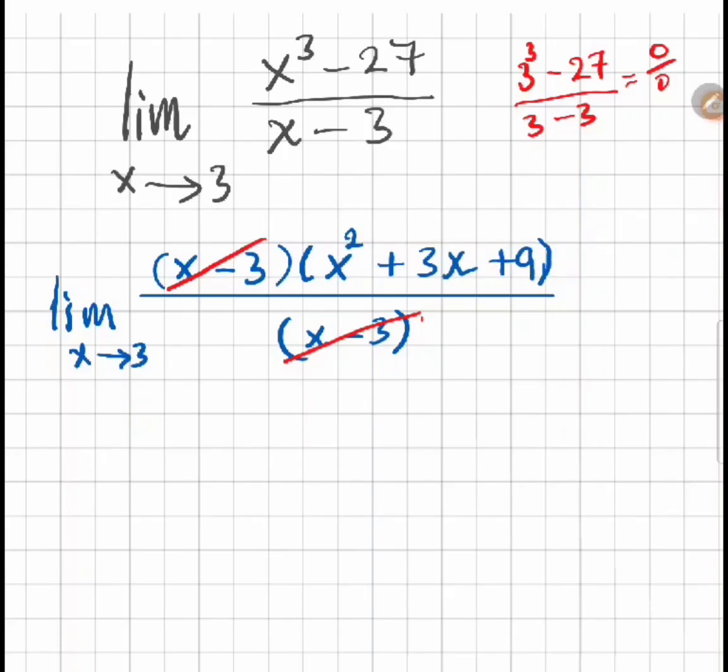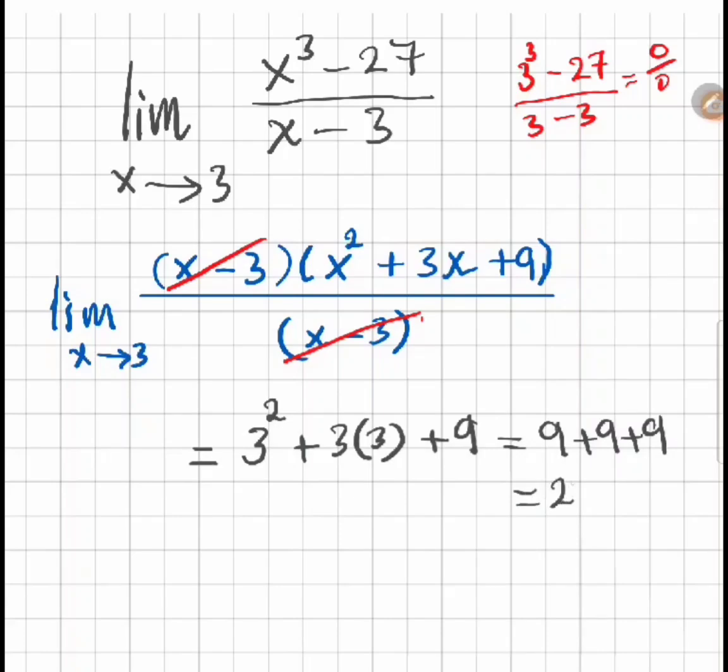So at this point, we now can use direct substitution. So it's 3 squared plus 3 times 3 plus 9, which is 9 plus 9 plus 9. Adding 9 3 times is basically multiplying 9 by 3. And so this limit is equal to 27.